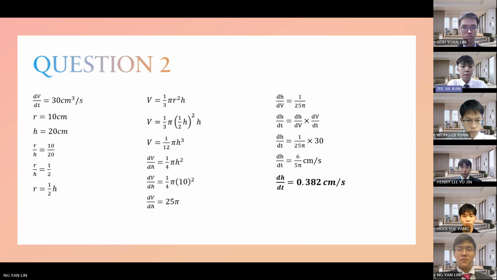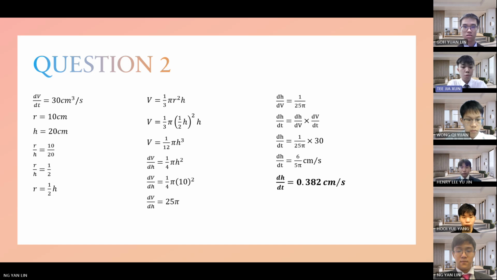In this step, we can invert it into dH over dV equals 1 over 25 pi. You can use the chain rule, which means dH over dt equals dH over dV times dV over dt. Next, we substitute dH over dV and dV over dt into the equation. So, we can derive that dH over dt equals 6 over 5 pi centimeters per second, or you can write it as 0.382 centimeters per second. That's all for me.